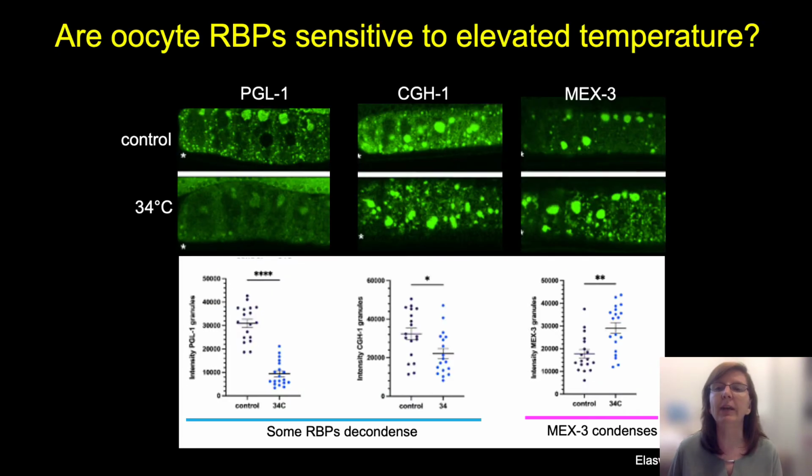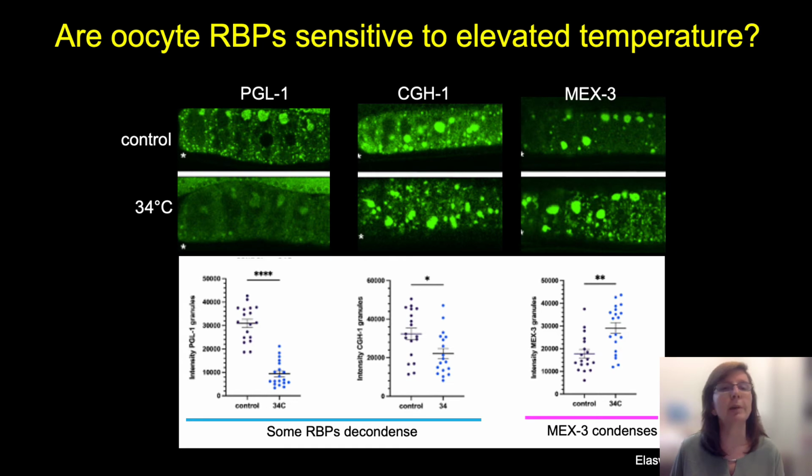In a second assay, we asked to what extent the RNA-binding proteins are sensitive to elevated temperature, as sensitivity is often associated with liquid-like phases. So we compared worms at essentially room temperature, or 23 degrees Celsius, to worms upshifted to 34 degrees Celsius, and we found that only Piggle-1 undergoes dramatic decondensation at high temperatures. CGH1 undergoes some modest decondensation, but MEX3 actually undergoes some modest condensation, having an opposite effect.